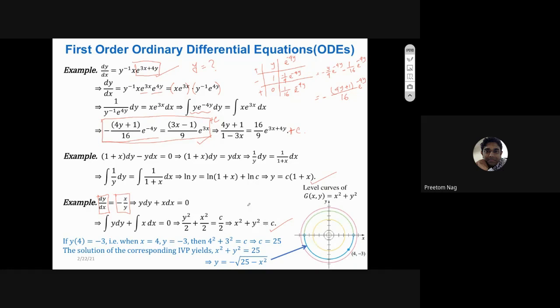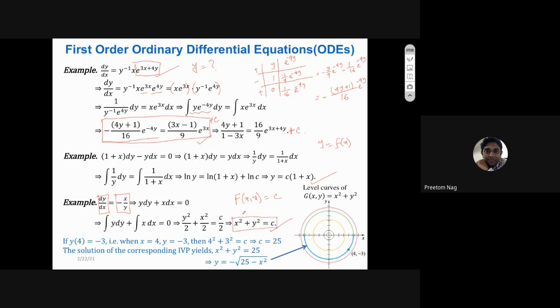Now in the previous cases, the results were in the format y equals a function of x. But in this case the solution becomes capital F of xy, a function of xy on the left hand side, and the right hand side is the integral constant: x square plus y square equal to c. So we call this level curves. Why is it level curves?